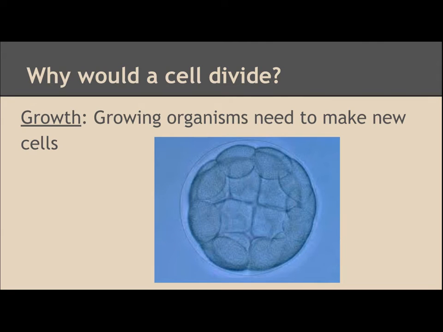Growth. So you started out as a single cell that divided and divided over and over again as you grew into an embryo, a fetus, a baby, and continued dividing as you grew older and got taller, larger, etc. So growing organisms need to make new cells as they grow.